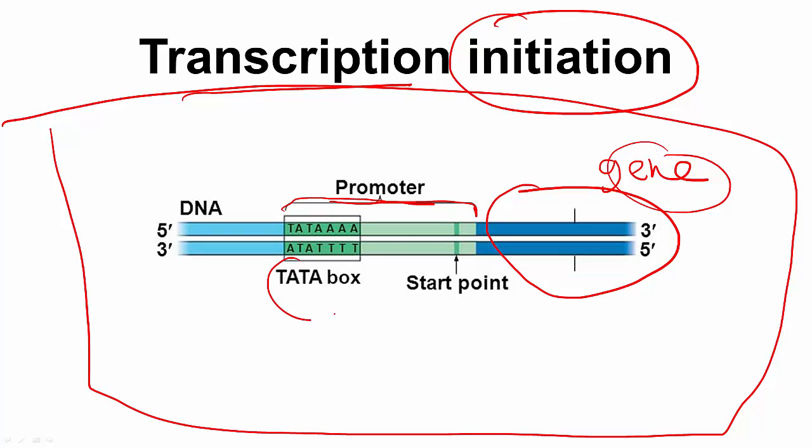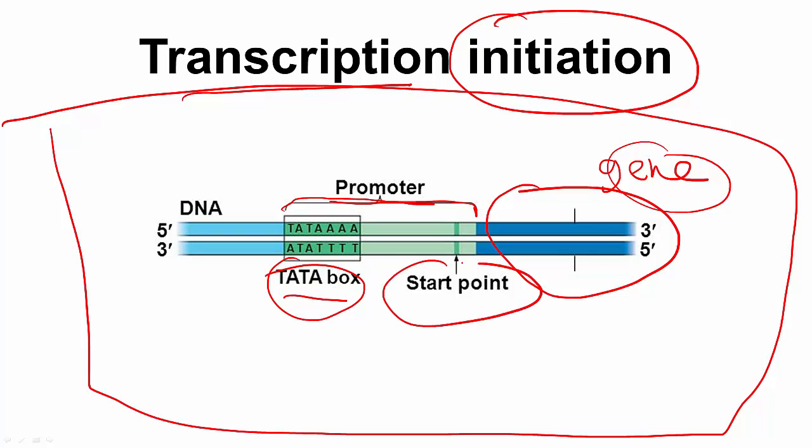The Tata box, which is also part of the promoter region, is a highly conserved sequence, which means it's found in many promoter sequences in the human genome, and not only in humans, but also other eukaryotic organisms as well. It's very well studied, but not every single promoter will have a Tata box. It's called a Tata box because the sequence for it is TATAAA. That's kind of the core sequence. There are variations of that with more adenines and such.